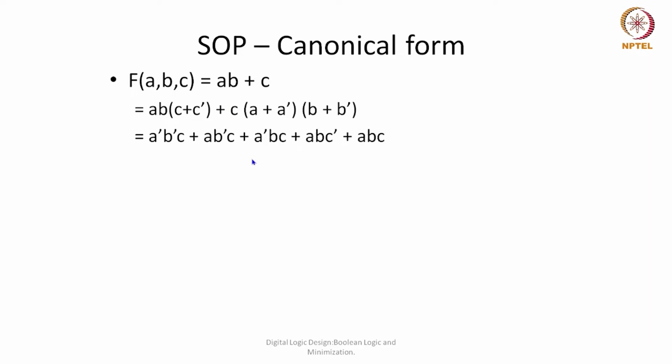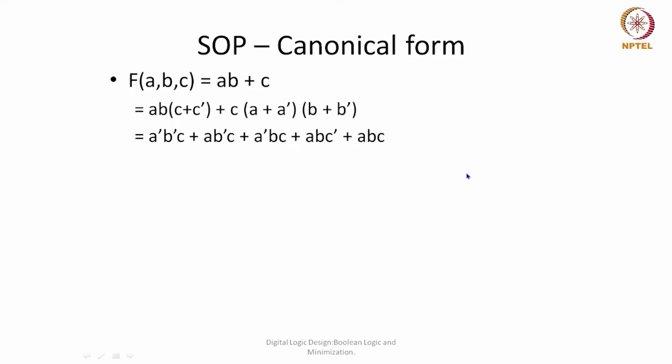Then the expression which will come out would be like this. I have first opened up this one. So this is a dash b dash c, a b dash c, a dash b c, a b c dash, a b c. There were two times this ABC was generated, so I have removed one of those. So essentially there would be 5 product terms.